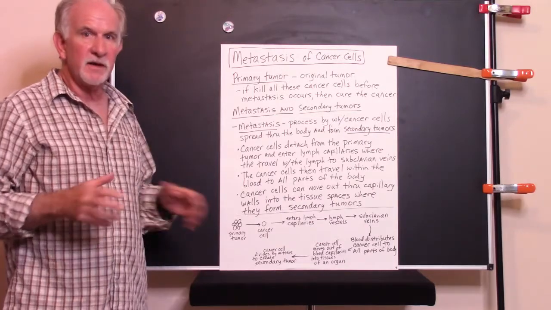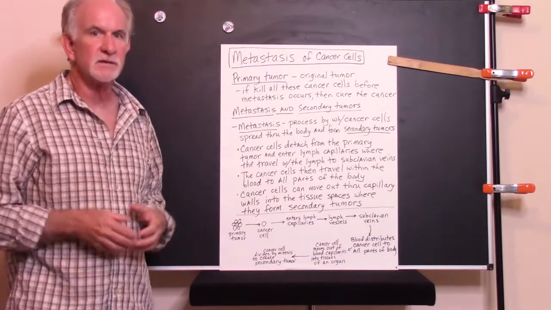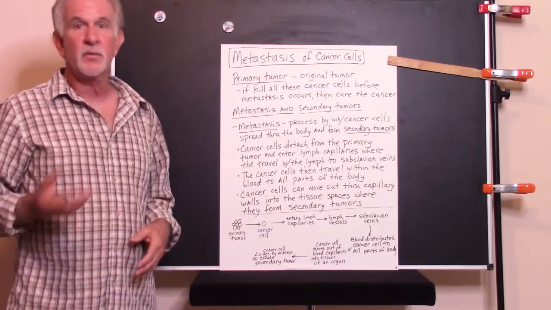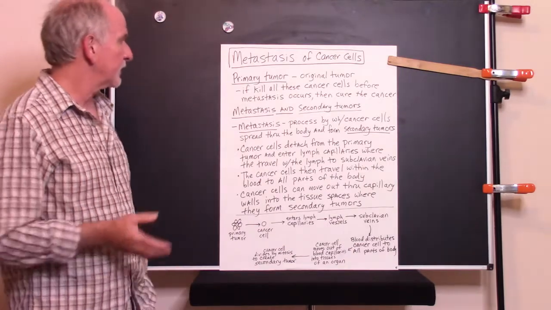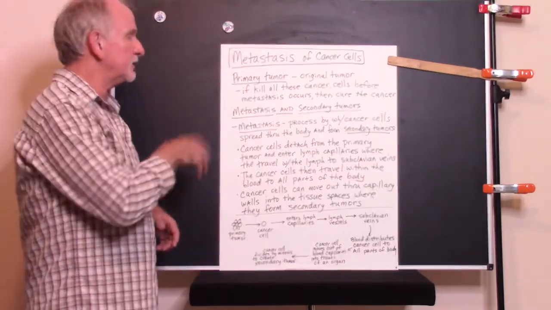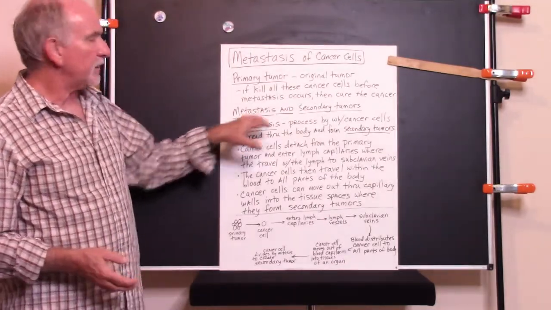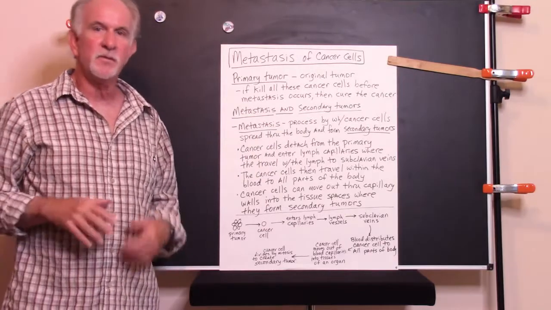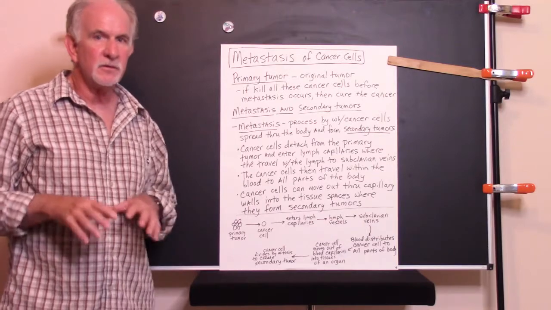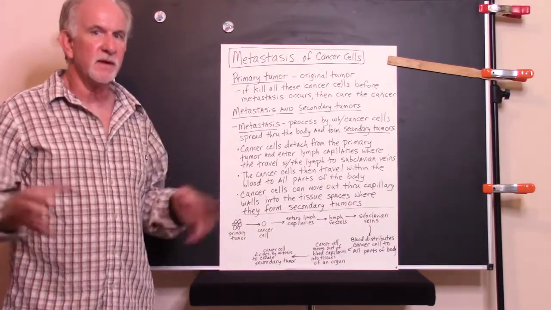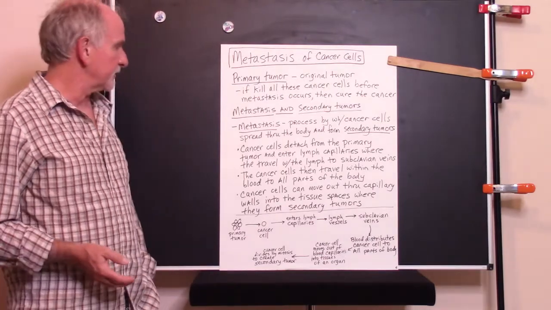And cancers are named after the site of the primary tumor. So if the primary tumor forms in the breast, you have breast cancer. If the primary tumor forms in the lungs, you have lung cancer. Metastasis can lead to the formation of what are called secondary tumors. So metastasis is the process by which cancer cells spread away from the primary tumor to other organs within the body to establish what are known as secondary tumors.